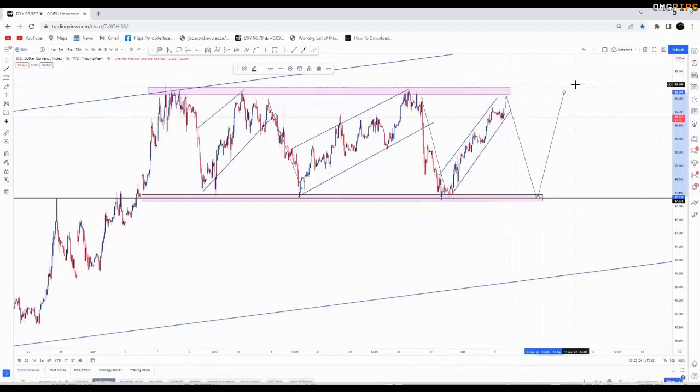So let's go to XAUUSD in order to see what's going to happen to it. XAUUSD, which is gold. So overall, let's set our playground.